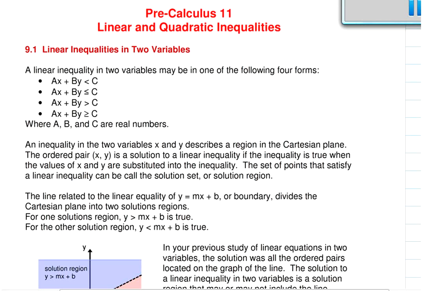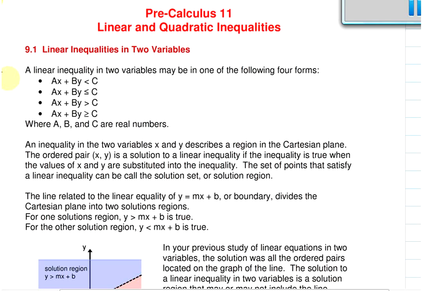Okay, so we're going to start our next unit, which is linear and quadratic inequalities, and take a look at section 9.1, linear inequalities in two variables. So we are going to take a look at linear inequalities in two variables that could look like one of the following four, where you have a less than symbol, less than or equal to, greater than symbol, greater than or equal to, where a, b, and c are real numbers.